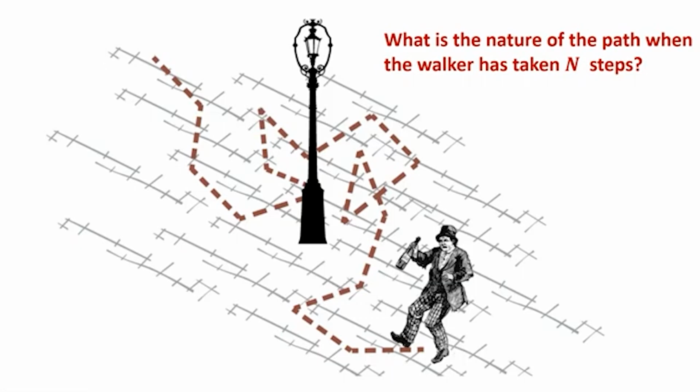So, there is a schematic of a drunken man, as you see, taking steps to the left or to the right on this landscape. There is a lamp post just to tell us with respect to what we should measure. And so, we ask this question: what is the nature of the path when the walker has taken n steps, at random to the right and to the left, with probability p for the right step and probability q for the left step?